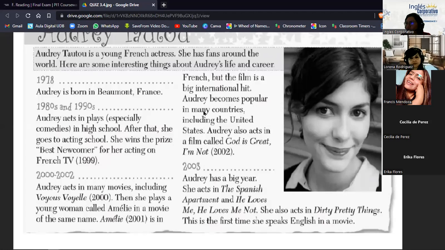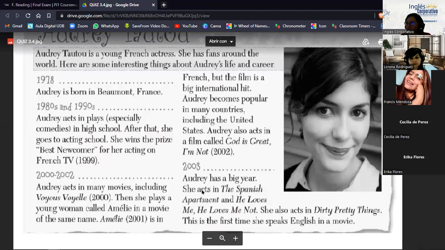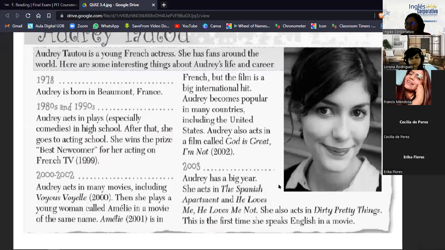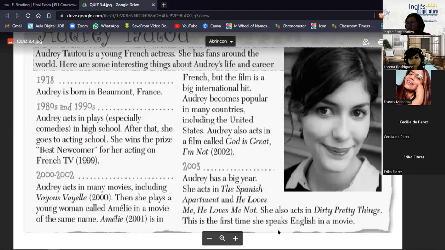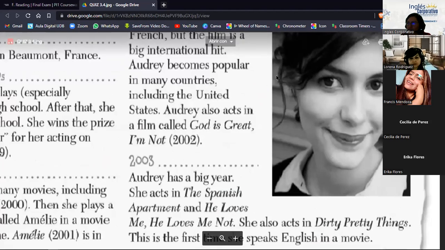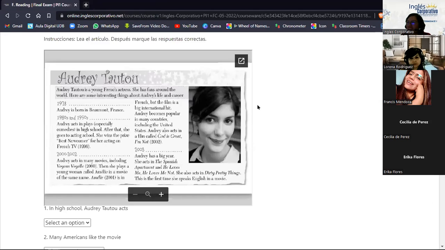Audrey becomes popular in many countries, including the United States. Audrey also acts in a film called God is Great, I'm Not, in 2002. And 2003, Audrey has a big year. She acts in The Spanish Apartment and He Loves Me Not. She also acts in 30 Pretty Things. This is the first time she speaks English in a movie, right? So she's a very famous actress, right? As far as I know.